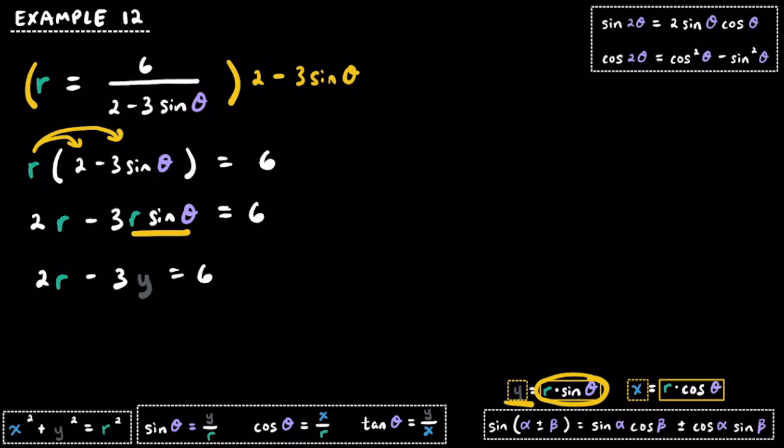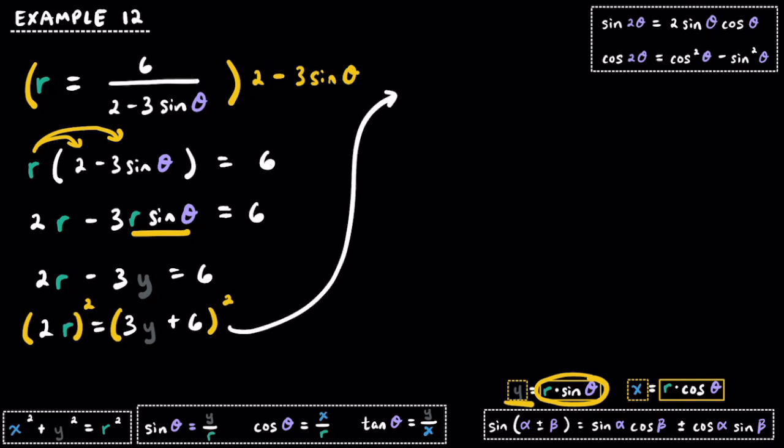So we got rid of the theta, but we still have to deal with this radius, this r. We have to get rid of that. So to do so, maybe let's try to isolate it and then square it, so we have an r squared, and we know how to work with that. If we add 3y to both sides, we'll have 2r is equal to 3y plus 6. To get this r into an r squared, which is going to be more useful to us, let's square both sides of this equation.